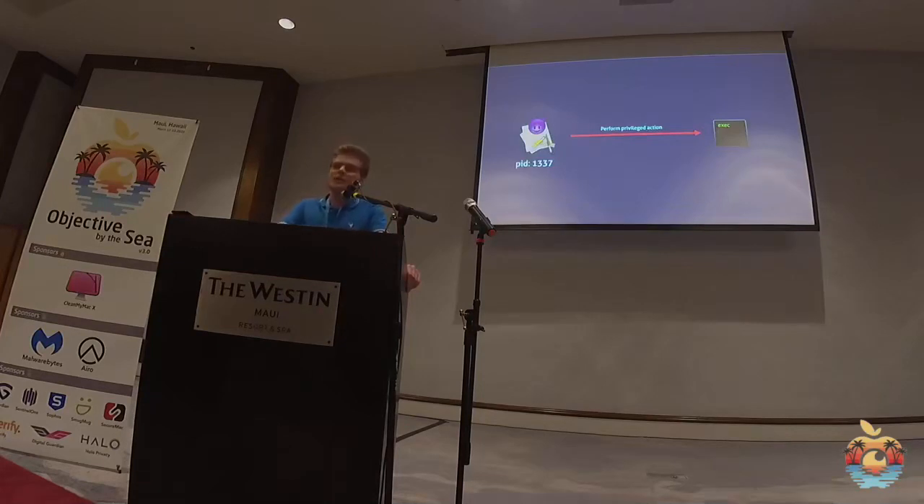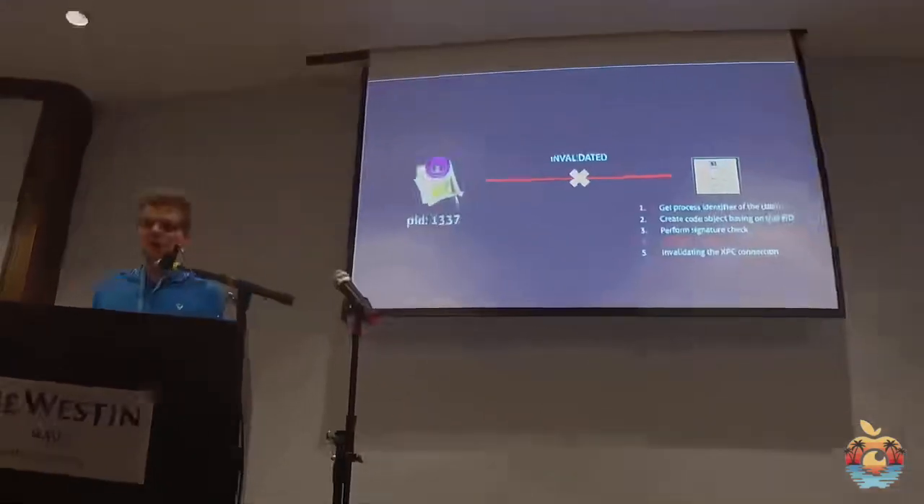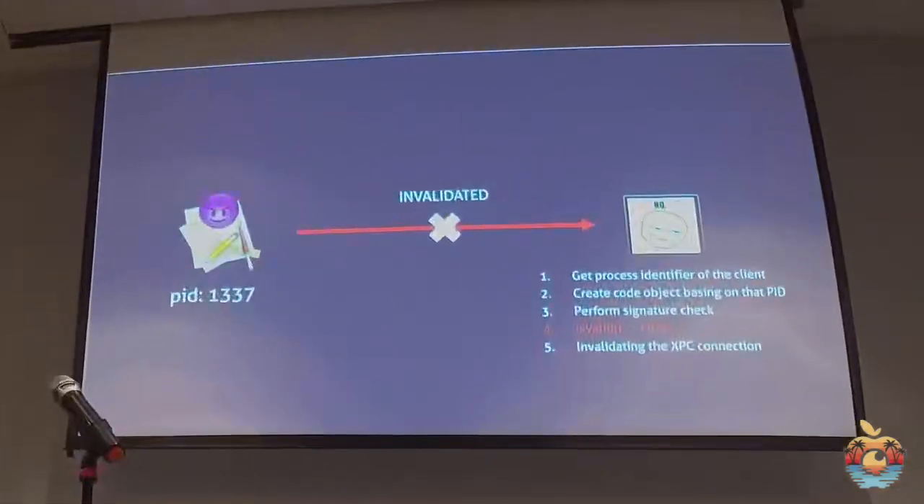We have a malicious application that asks the server to perform a privileged action. And now we know that we have to somehow validate the client. So the connection, of course, will be invalidated because the signature doesn't match. Let's look at the general validation algorithm. In the first point, we are getting the process identifier of the client, and then we create the code object based on that process identifier. We perform the signature check, which will of course fail because the signature doesn't match for the malicious application, and we invalidate the XPC connection.